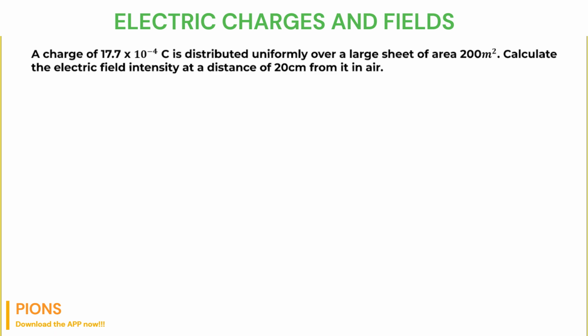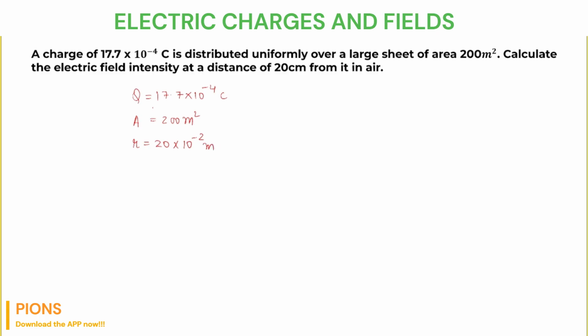Do the next one. So the question over here says a charge of this much Coulomb. So let me just write here Q, that is equals to 17.7 into 10 to the power minus 4 Coulomb, is distributed uniformly over a large sheet. Now area of the sheet is here 200 meters square. Calculate the electric field intensity at a distance. Now R here is 20 centimeters, so 20 into 10 to the power minus 2 meter from it in air, right?